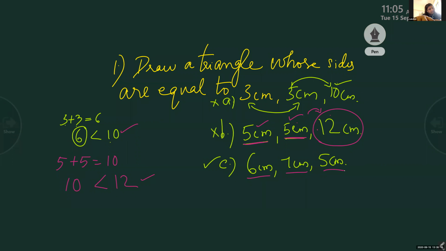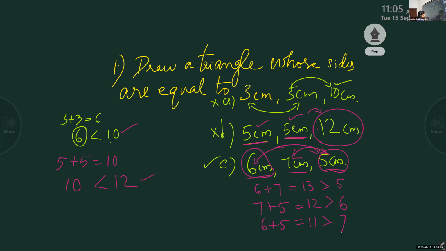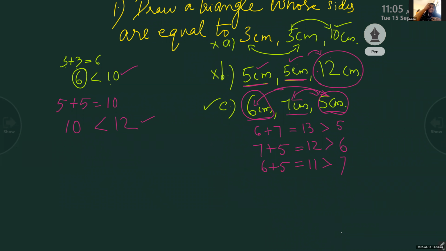Just to check, 6 plus 7 is 13, greater than the third side, 5. Isn't it? Now take 7 plus 5, which is 12. That is greater than the third side, 6. Then take another combination, 6 plus 5, which is 11. That is also greater than the third side, 7.